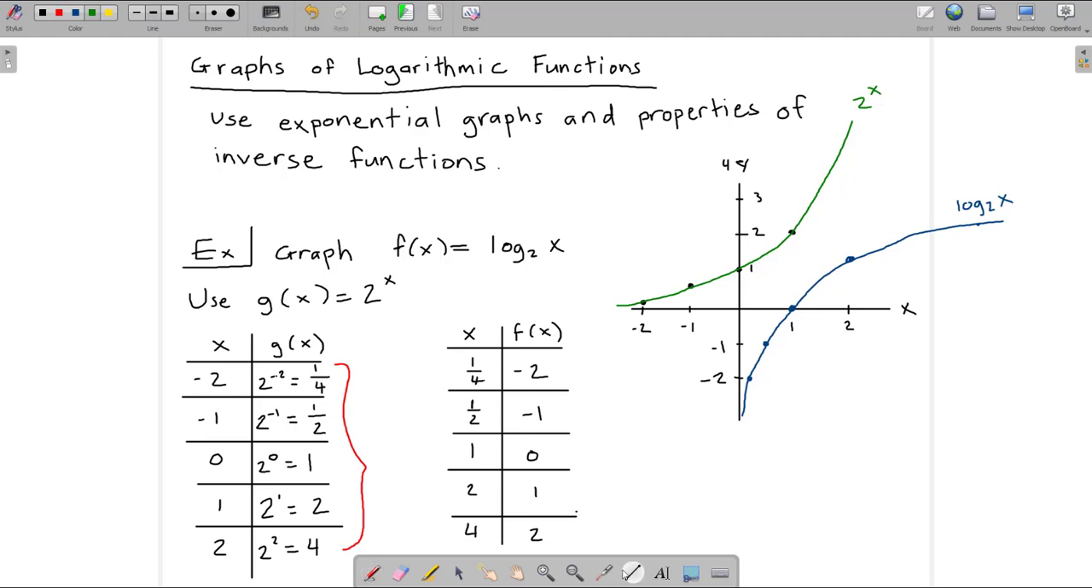Hopefully you'll remember with inverse functions, the graphs are supposed to be symmetric over the line y equals x, which is this line through here. If I'd scaled it correctly, you can see that if I reflected over this line, you should get exactly this other function, or inverse function, this log base 2 of x. So that's how we're going to be graphing these log functions.